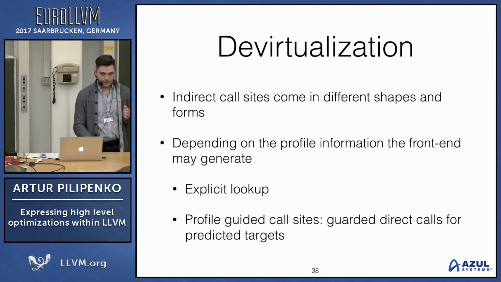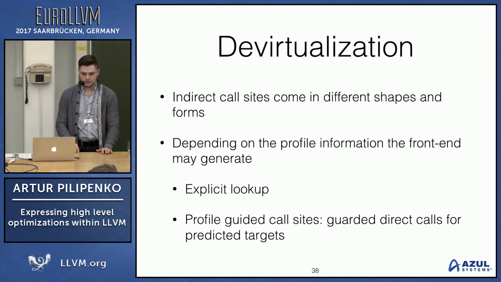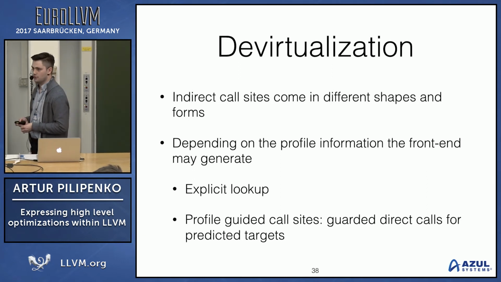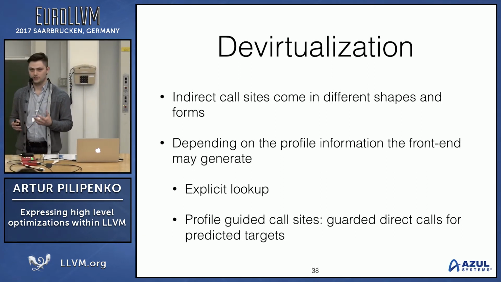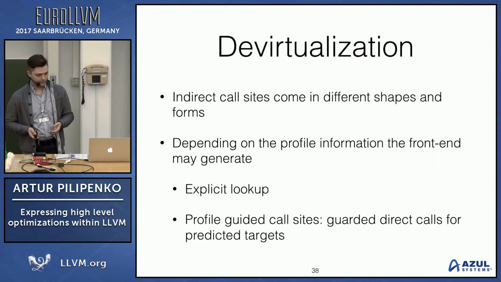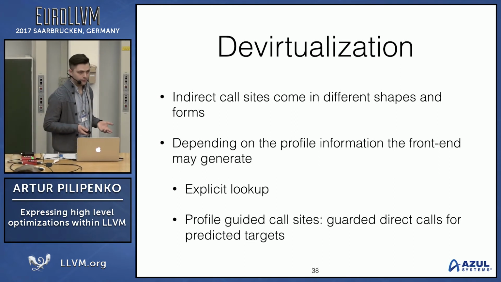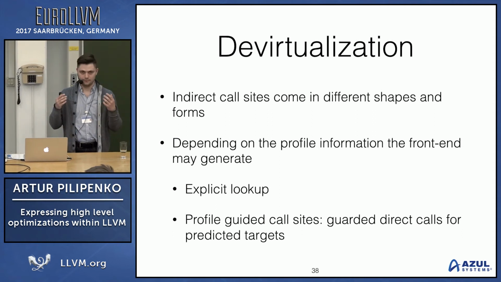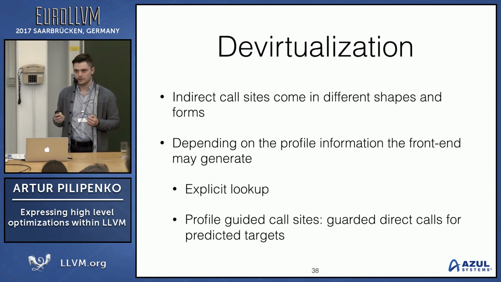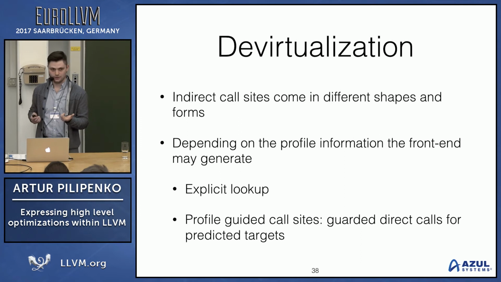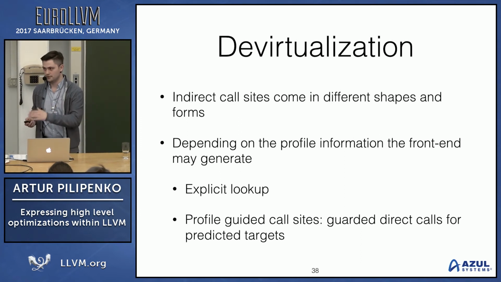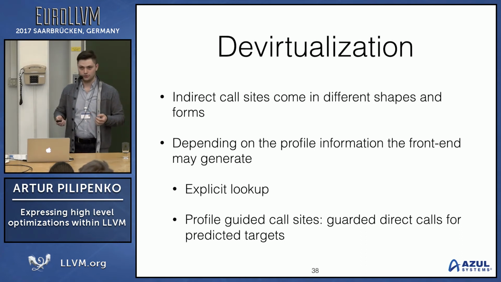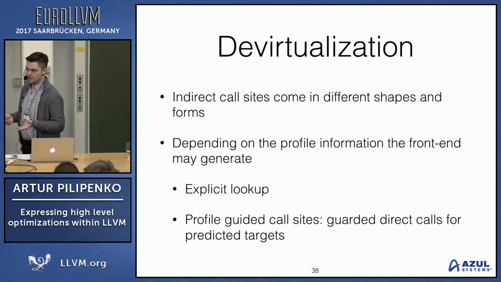In our compiler, indirect calls come in different shapes and forms. Depending on the profiling information, our front end may decide to generate one form or another. It can be either a simple explicit lookup, or we can have a profile-guided call site where we have some predicted receiver types. We have guards on the receiver type and direct calls to these expected targets. And we need to do different things in order to simplify or devirtualize these call sites.